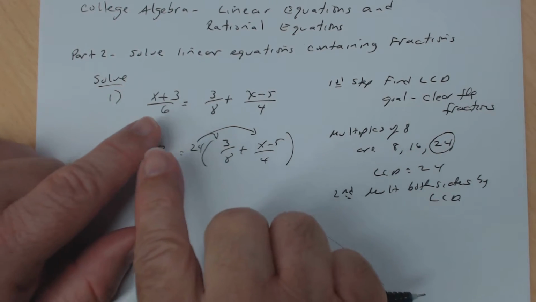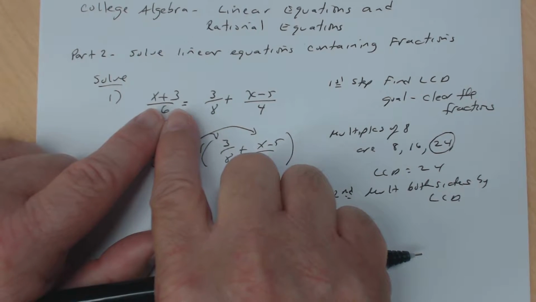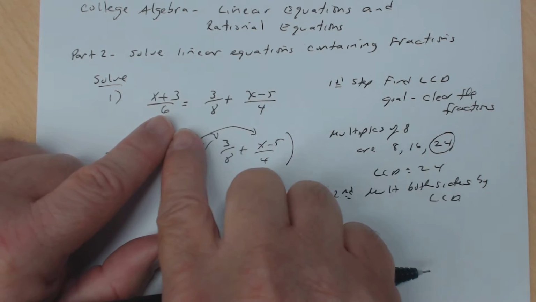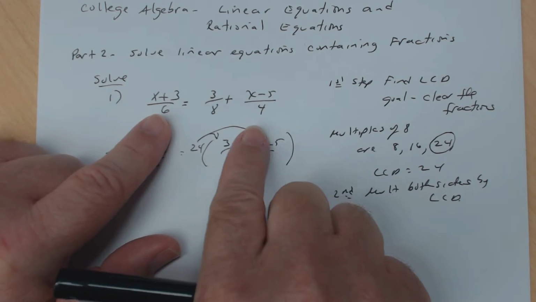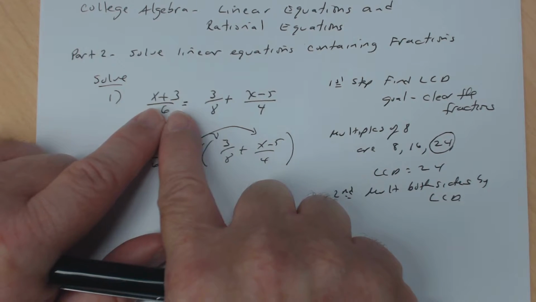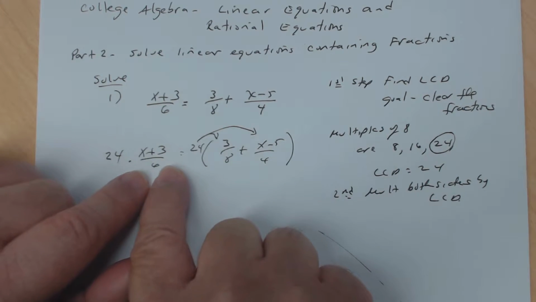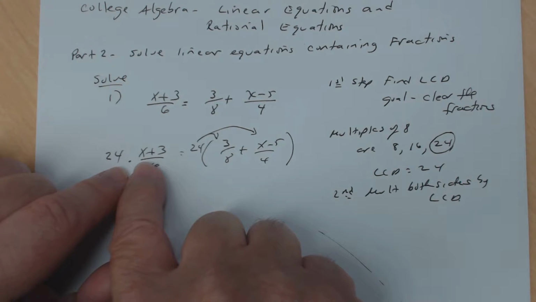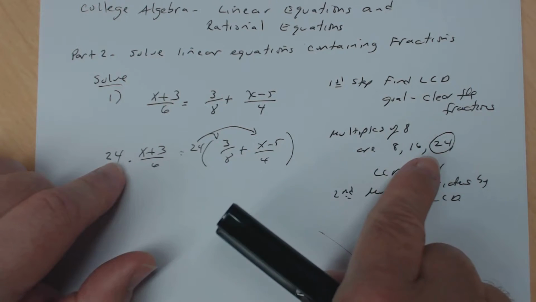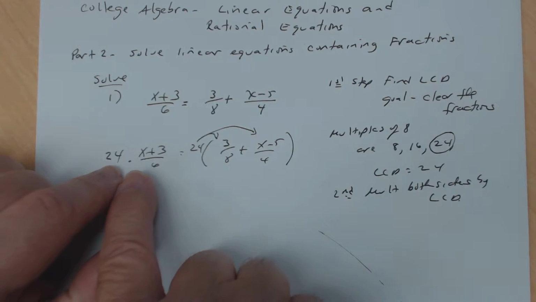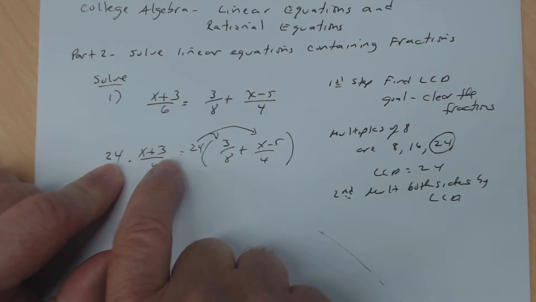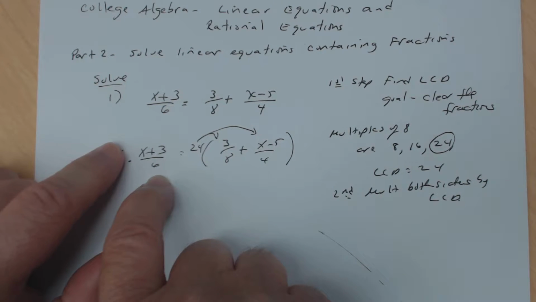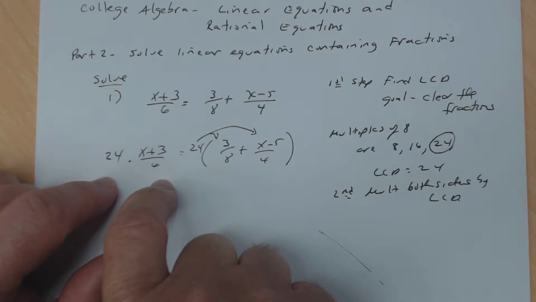All right, so let's talk about this again. You had to first of all find the LCD. The LCD is 24. That's the smallest number that 6, 8, and 4 will go into. This left side had only one term. I did not need parentheses, but I do have to multiply by 24. I need to clear the fractions. So to do that, I'm going to multiply by 24. And it kind of makes sense because look at the 6 and 24. 6 goes in 6 one time. 6 goes in 24 four times. Remember, you want a 1 right here. You don't want a 6. You want a 1.